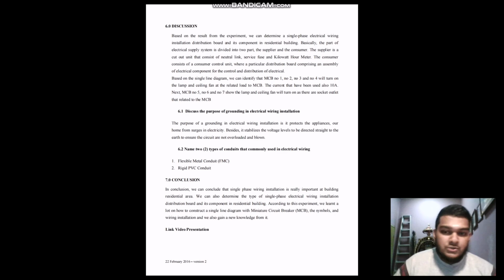Lastly, the conclusion. In conclusion, we can conclude that single phase wiring installation is really important in residential buildings. We can also determine the type of single phase electrical wiring distribution board and its component in residential building. According to this experiment, we learned a lot on how to construct a single line diagram with miniature circuit breaker, MCB, the symbols, and wiring installation, and we also gained new knowledge from it.